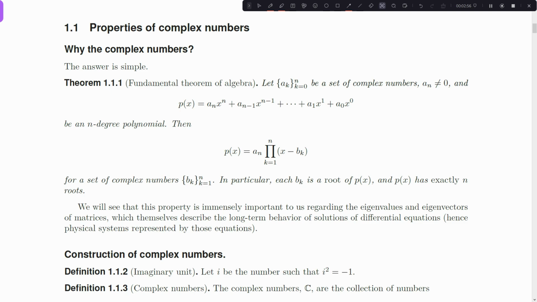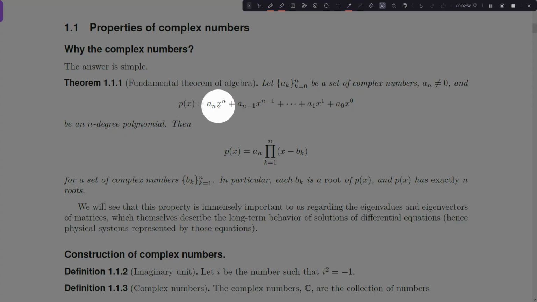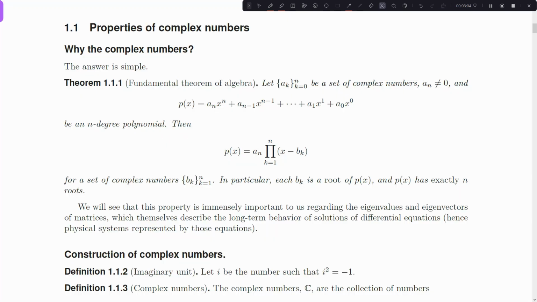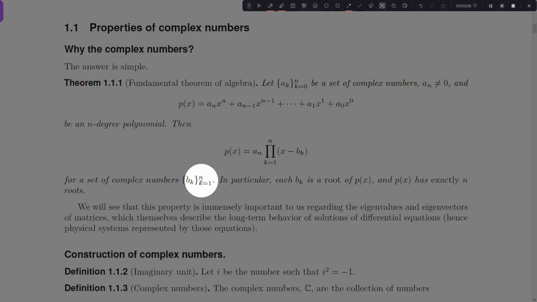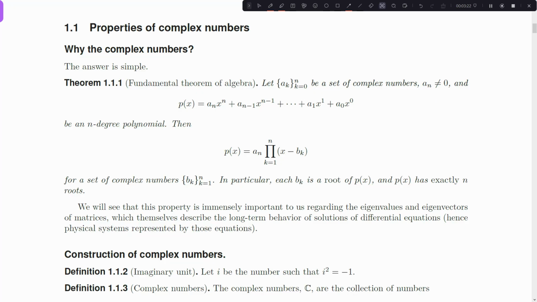The fundamental theorem of algebra says if I have an nth degree polynomial, this is a polynomial, it's in n degrees, then I have this set of n complex numbers. Now what does this mean? What is this very special set of n complex numbers? Each b_k is a root. Okay, so it says if I have an n degree polynomial, I have n roots. That's what we want to think about.